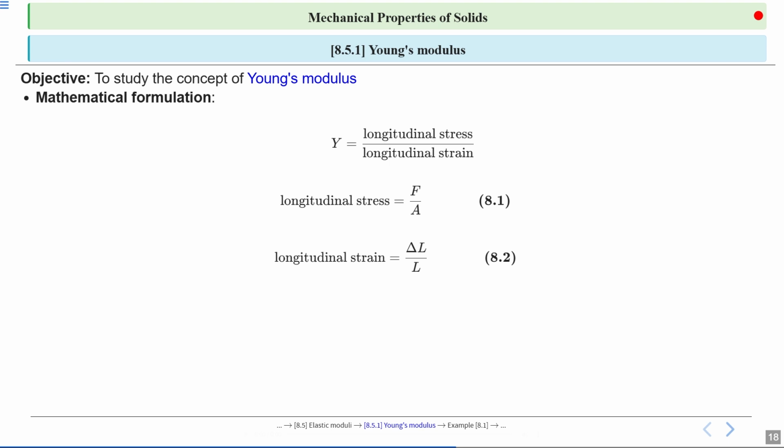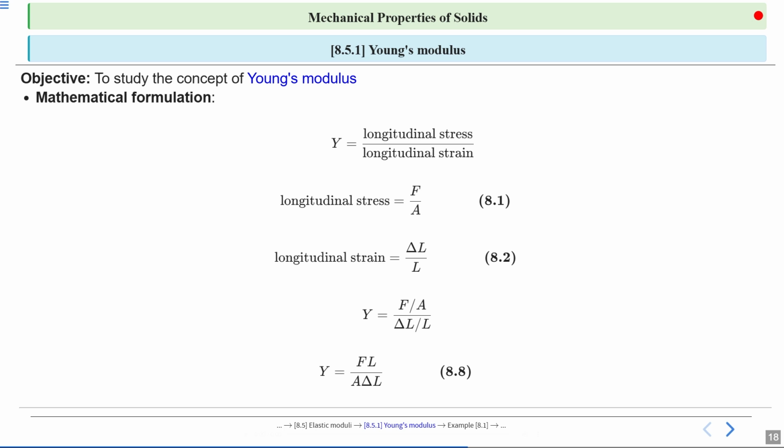Longitudinal strain is delta L upon L. Strain has no units because it's a ratio of two lengths. So let's combine these formulas. Young's modulus Y is the ratio of stress to the strain. So we write Y equal to force upon area divided by delta L upon L. This formula shows us that Young's modulus depends on both the force applied and how much the material stretches.